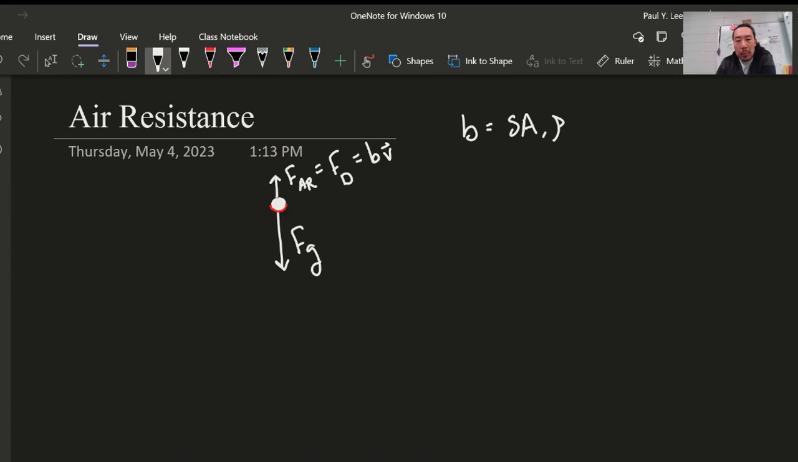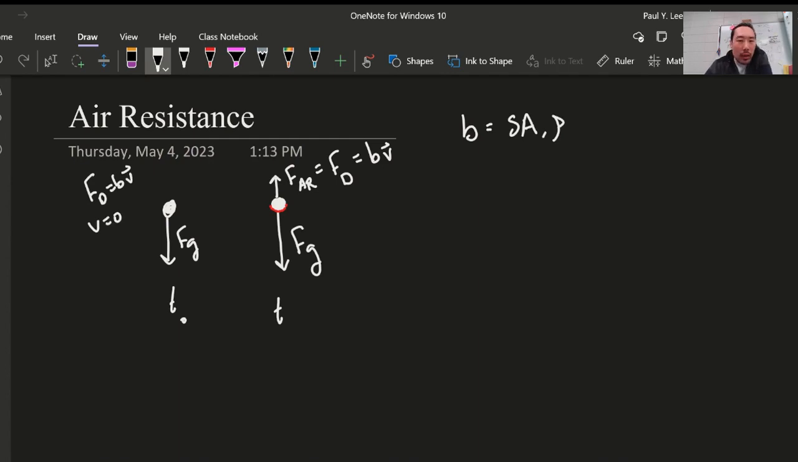So the time that we're going to be looking at, we can imagine this part of the journey, we'll just call this part T, where T initial is where we first drop the object. When we first drop the object, we just have F of G pulling it down, and there's no air resistance, because air resistance is B times V. And when you first drop that object, the object's velocity is 0. So there's no air resistance.